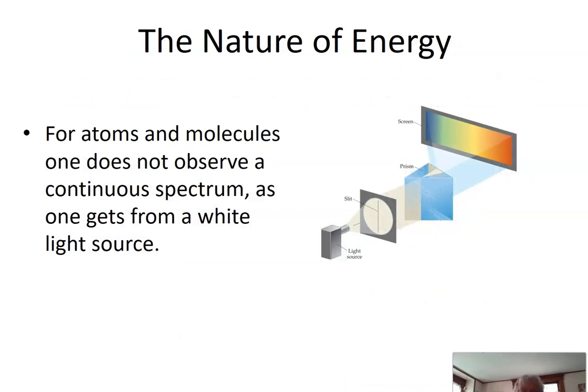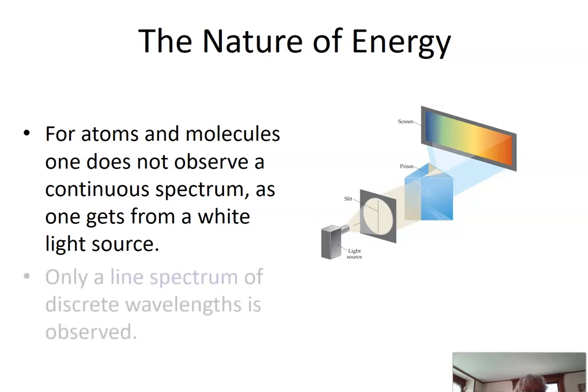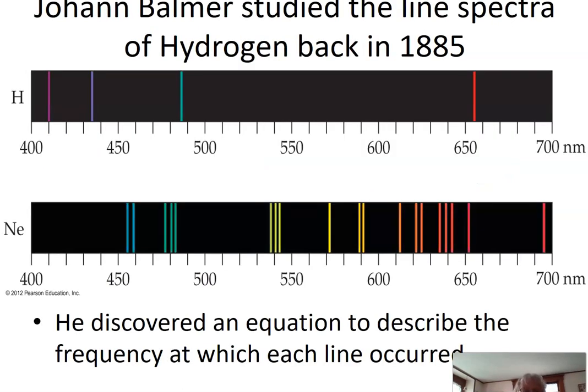They're showing you a picture here of white light being passed through a prism, and we see this continuous rainbow. But if we take the light from a single element, instead of getting that continuous spectrum, we get what we refer to as a line spectra. So this is what line spectra look like.